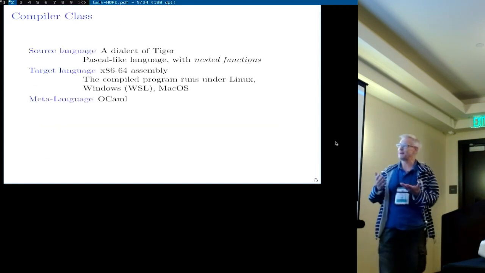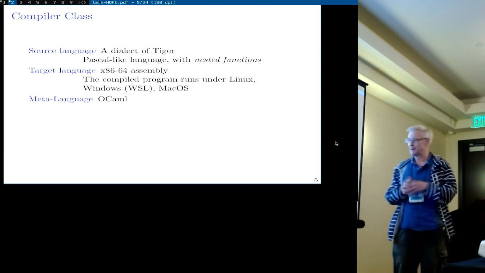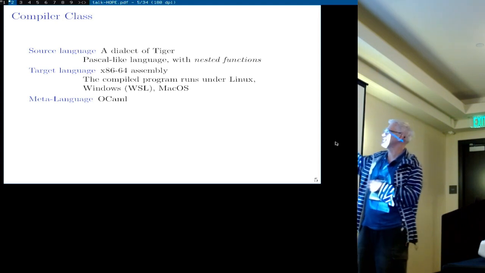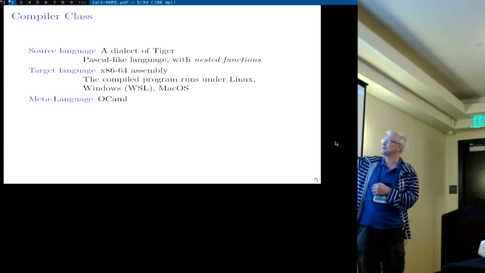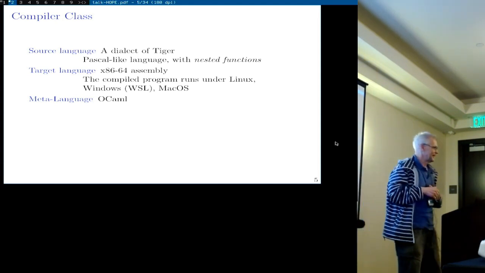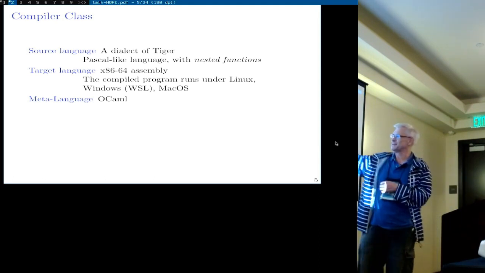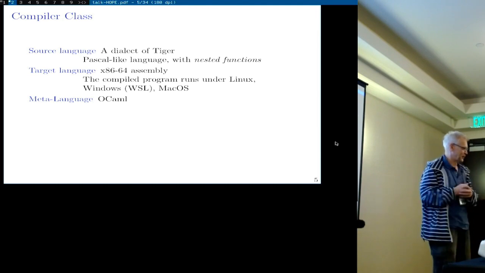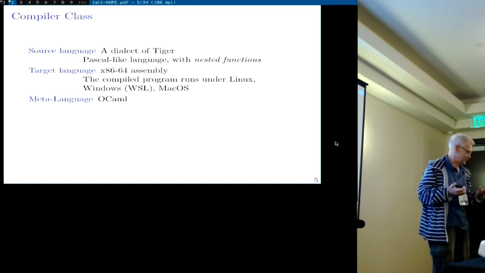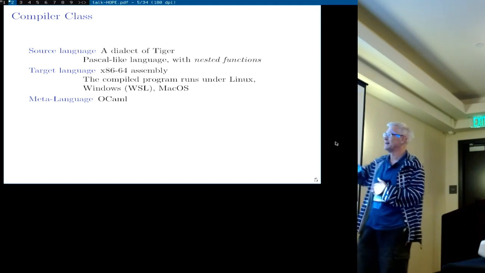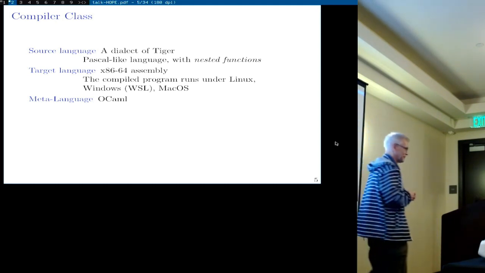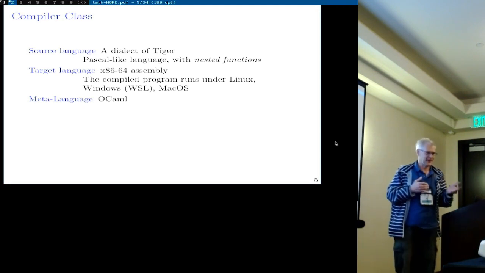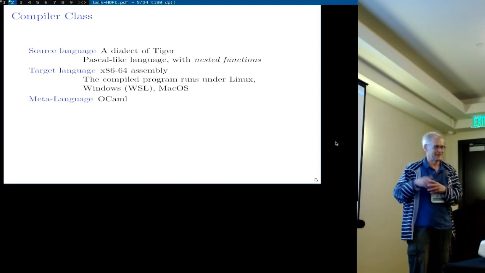As background and motivation, last fall I was teaching a compiler class. The source language is some dialect of Tiger, something like Pascal, or you can think of C, but with nested functions. The target language is assembly, so it produces code that can run on students' computers, Windows or Macintosh. The metalanguage was OCaml; everything was written in OCaml. Of course, this is a compiler class; probably everybody in the audience has taught something like that, right?